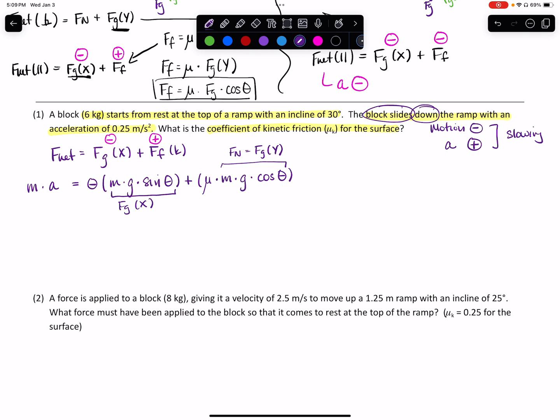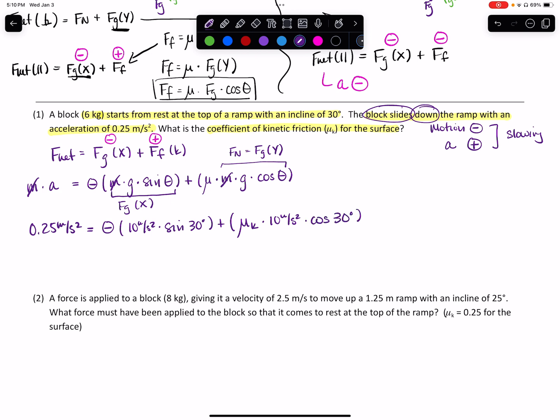Okay, all right, so if I look, I see mass in all three pieces, so I can cancel the mass out. You do not have to, right? You can leave it in and it will eventually cancel itself out, but it seems to make things a little simpler for me. Now I'm going to have negative 0.25 meters per second squared for my acceleration, and I'm going to have 10 meters per second squared times the sine of 30 degrees, plus my kinetic friction coefficient, which is unknown, times 10 meters per second squared times the cosine of 30 degrees.